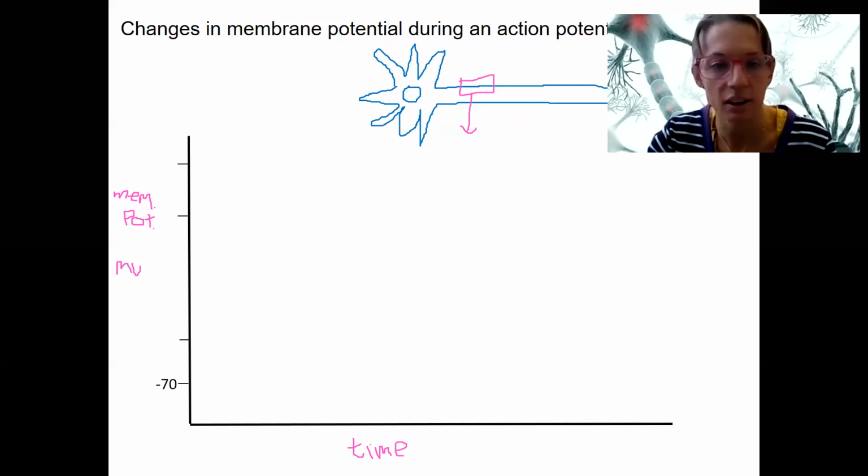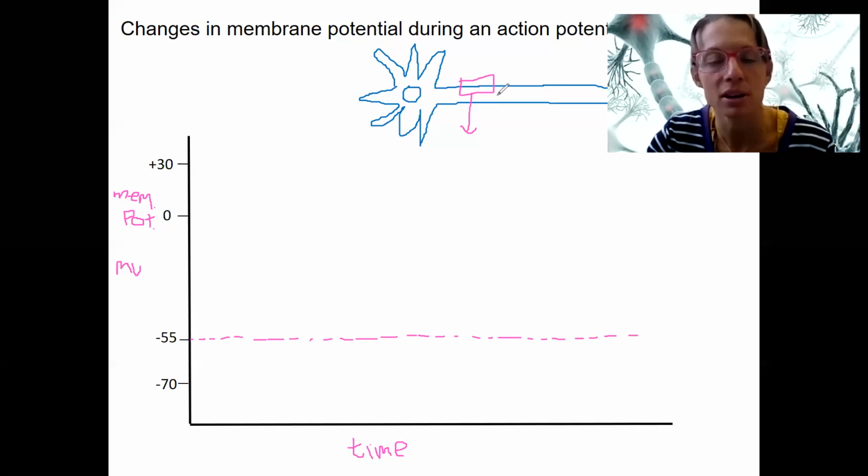What else? We're going to need a couple more. So -55 is a key one. That's actually going to be called threshold, where an action potential is going to happen in an all or none fashion. So this is threshold here. Then we've got 0. So that's where there is no difference in charge inside and outside of the cell. And then the maximum I have here is +30. That is the highest membrane potential that's going to occur. Inside the cell will be +30 compared to outside of the cell.